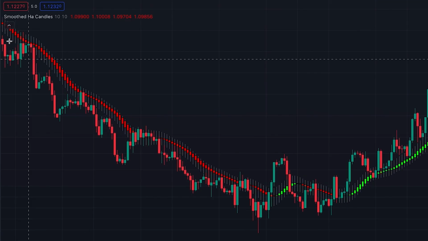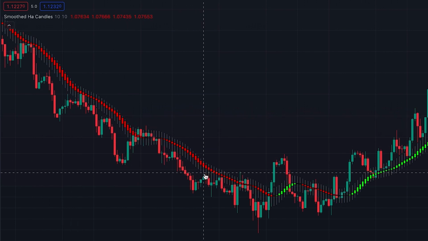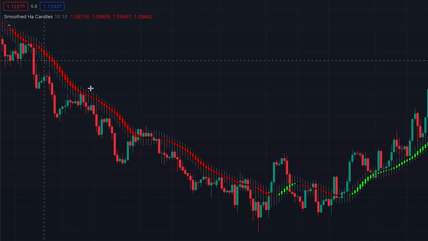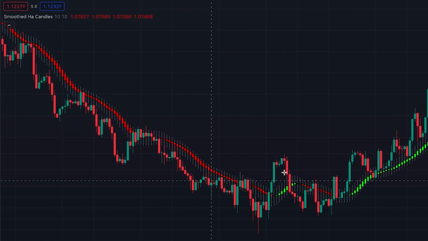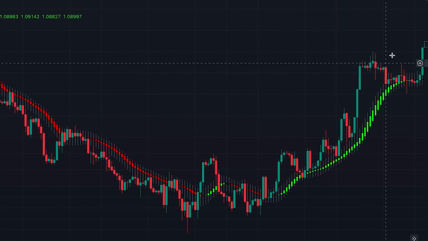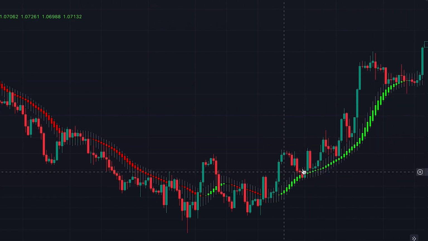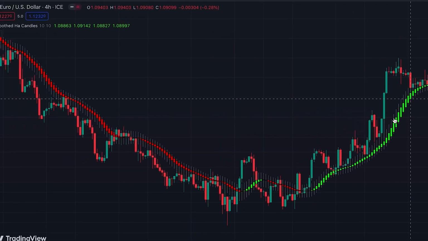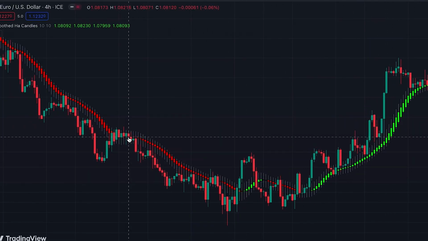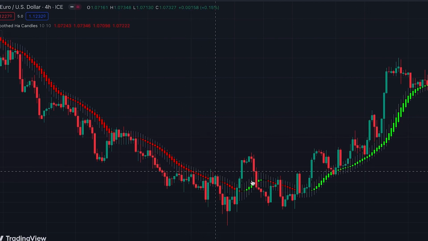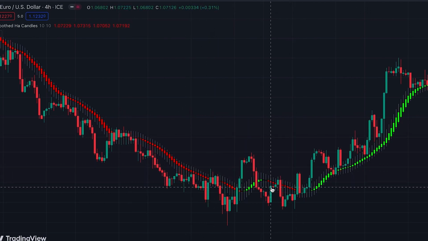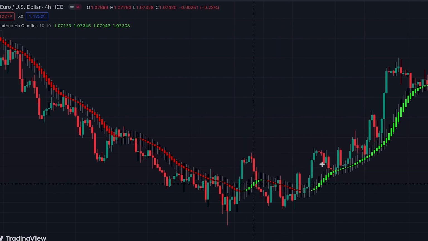As you can see in this part, where the market is in a downtrend, we have consecutive red Heikin Ashi candles with the price moving below the Heikin Ashi candles, and in this part, where the market is in an uptrend, we have consecutive green Heikin Ashi candles with the price moving above them. This smoothed Heikin Ashi indicator behaves similarly to moving averages, and the crossing of the price above or below the Heikin Ashi candles can signal possible changes in the direction of the market.